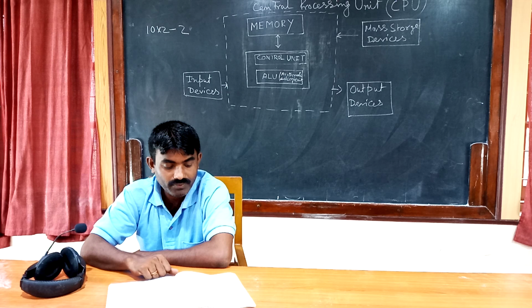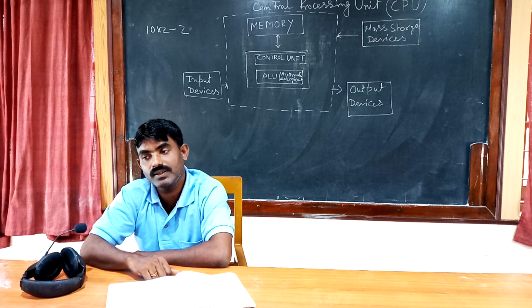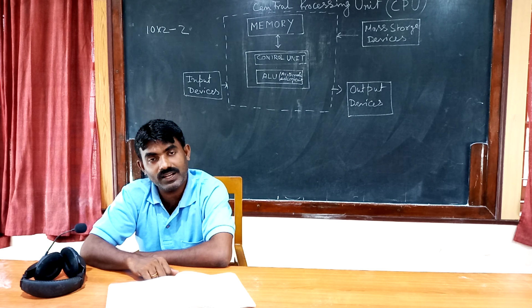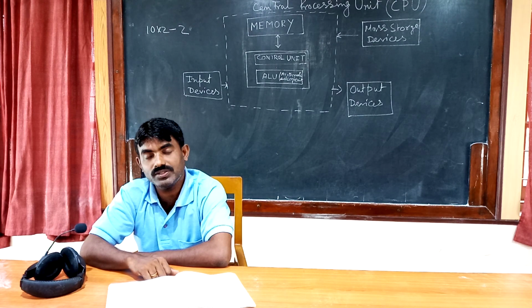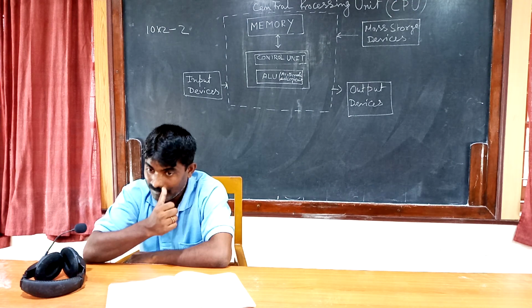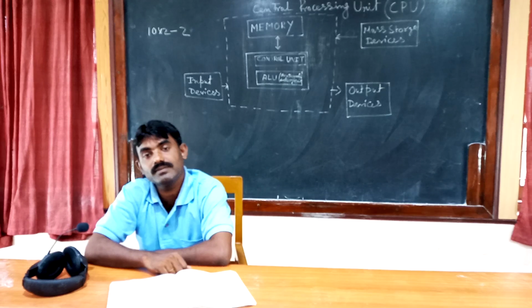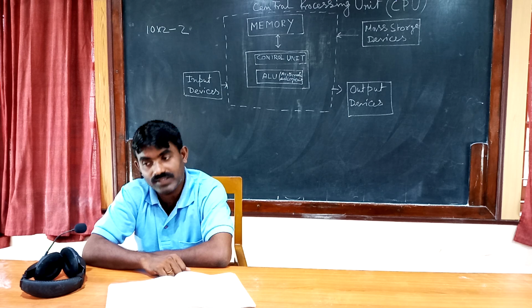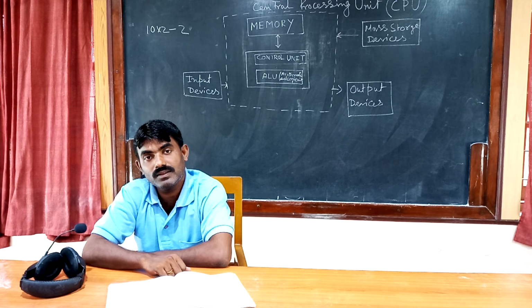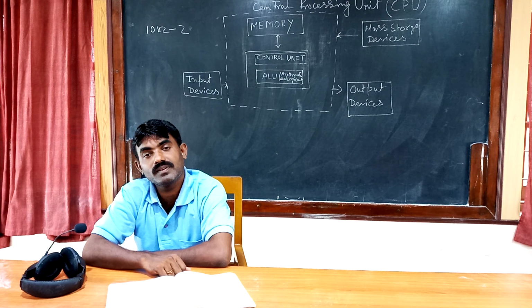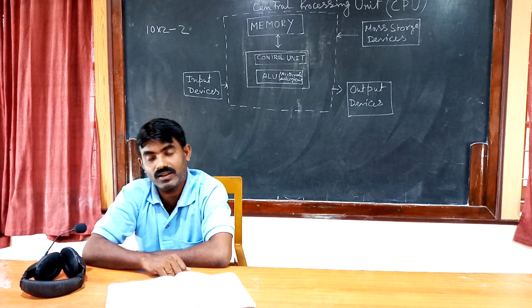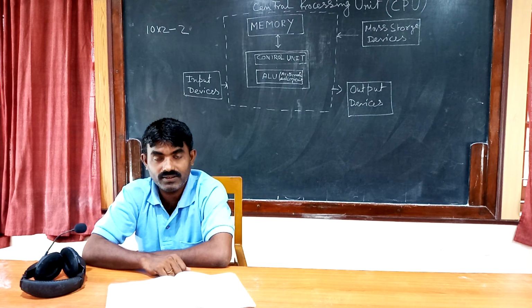So the central processing unit, the CPU, consists of an arithmetic and logic unit and a control unit. The arithmetic and logic unit totally acts logically, based on logical circuits like AND gate, OR gate, NAND gate.